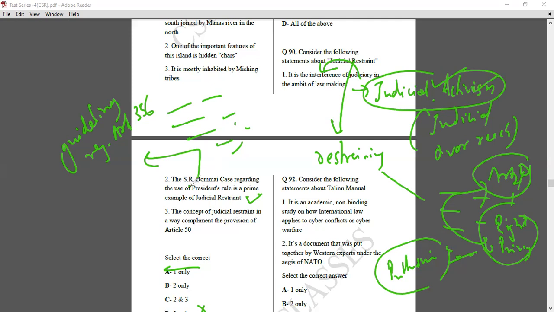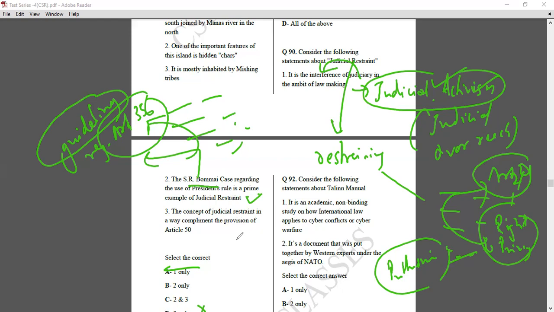But SR Bommai case, it is not going inside Article 356. It is not making any changes in Article 356. The judiciary is not making any changes. Have you heard anything? Article 356 clause 1, clause 2 have been added, or something is added, like a right to privacy is added in Article 21 by the judiciary. But here in 356, nothing is added. Simply this court is giving guidelines. That is, it is restraining. It may have added something like Article 21 right to privacy, but it did not do that.